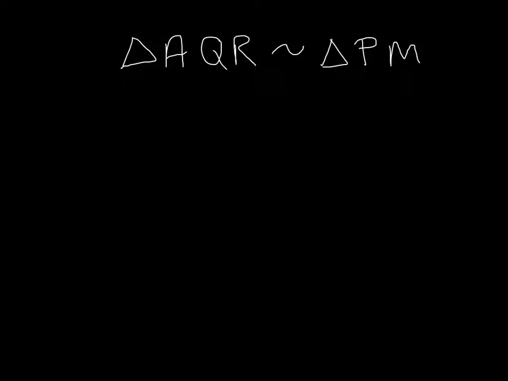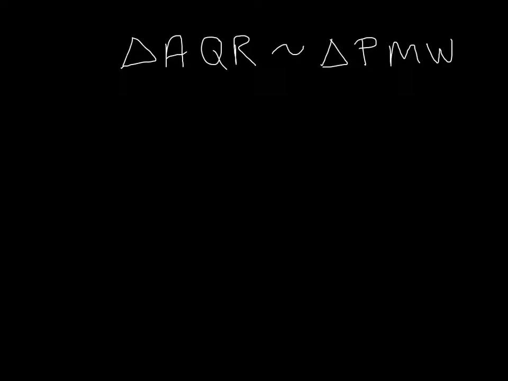So if I have triangle AQR is similar, that's how you read that symbol, to triangle PMW, what I'm saying is that one of those triangles is either an enlargement or a reduction of the other, but that they have the same shape, just not the same size.